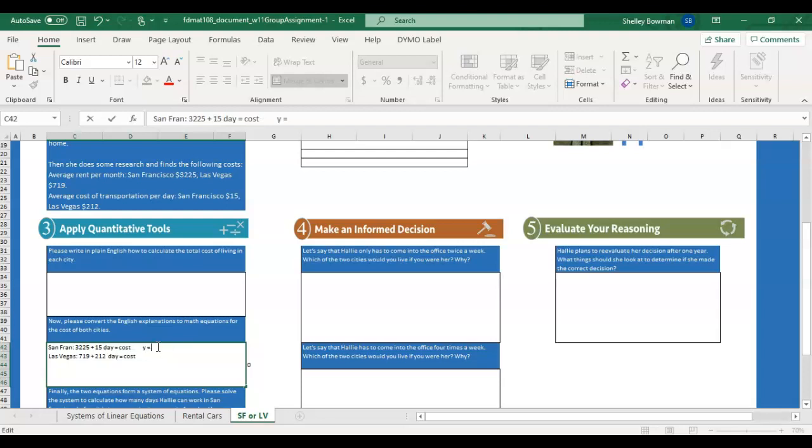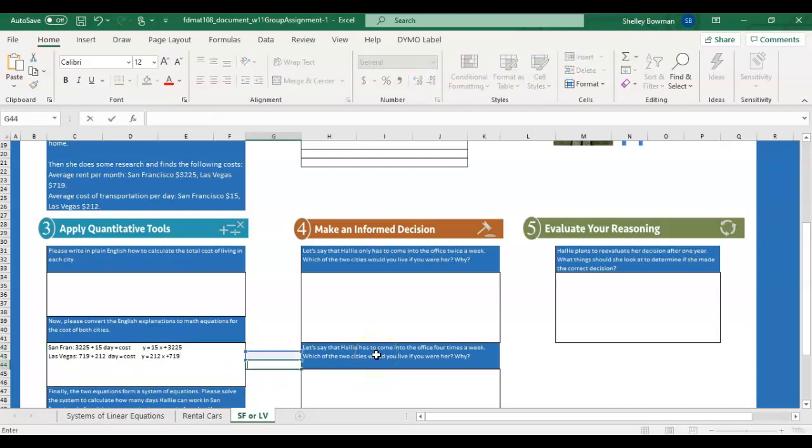All right, now we would like to make these equations using our typical variables y and x. So I'm just going to change this to y equals, and we can do the 15 first. 15 and then x, so that this x is going to be representative of the travel per day, so that's the money per day. And then the rent is $3,225. And then again for the Las Vegas one, we're going to do y equals, and then let's do 212, and we'll keep the x's first. Cost per day in travel, and then add the $719 for the rent. So here's our two equations.